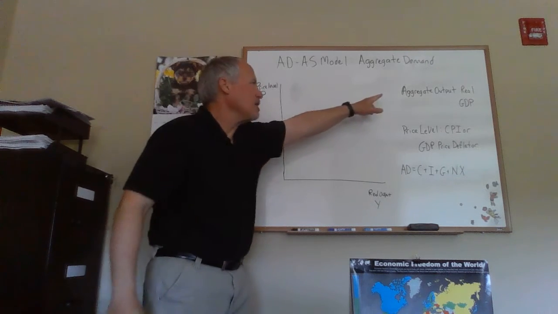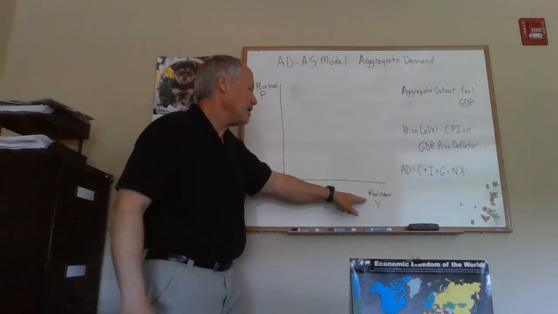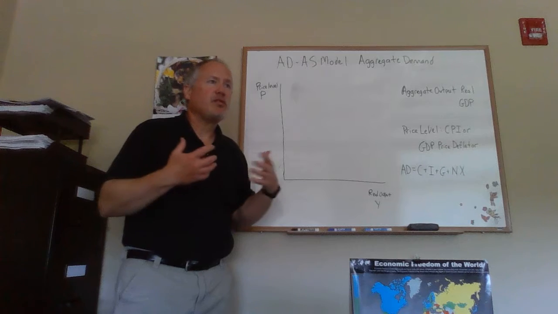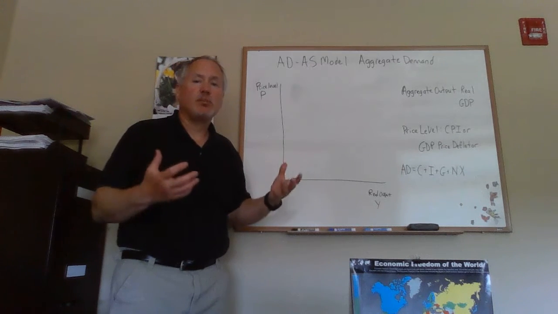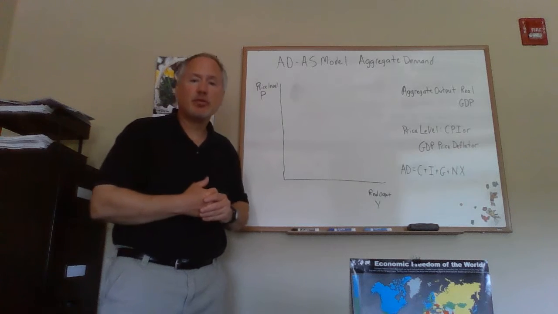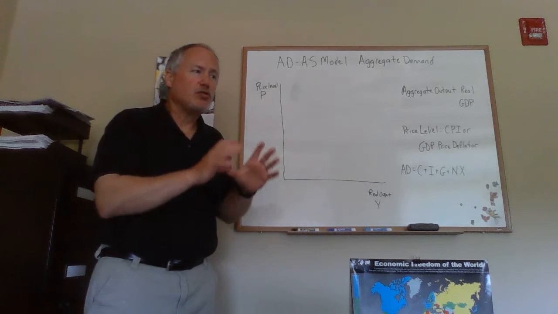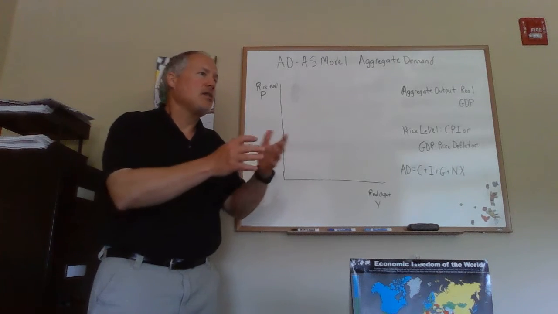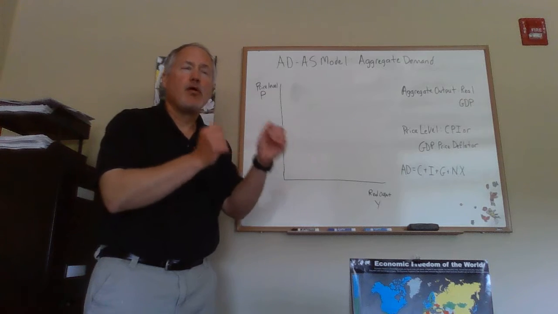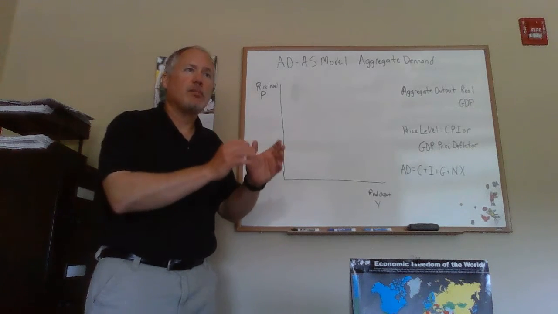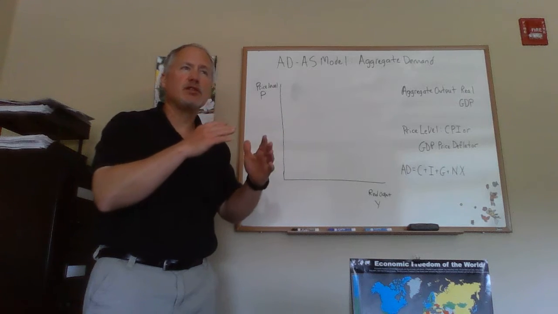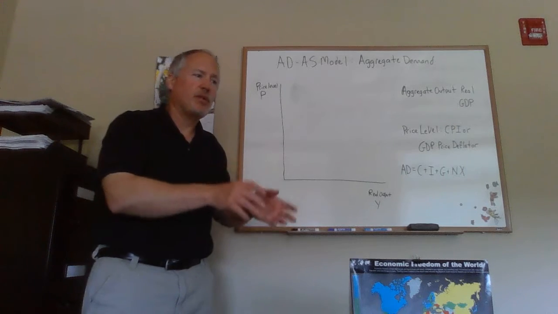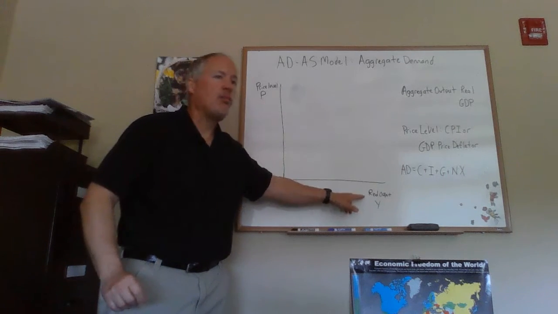We're going to be looking at something called aggregate output, and we'll put that on the x-axis. The ADAS model, in effect, applies our simple model of supply and demand that we introduced in Chapter 3 to help us understand the determination of price and output in, say, the market for peaches, the market for one product. We're trying to apply that same basic structure of a demand curve and a supply curve to understand not the amount of peaches, milk, or beef, but rather the overall level of output in the economy.